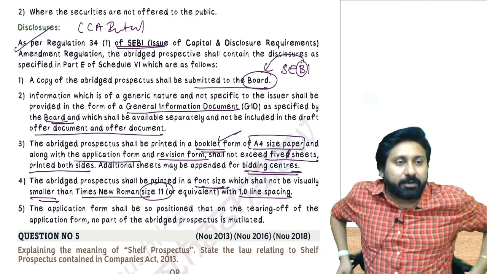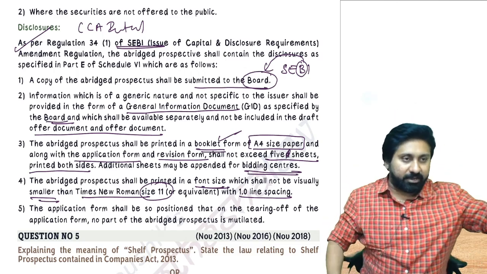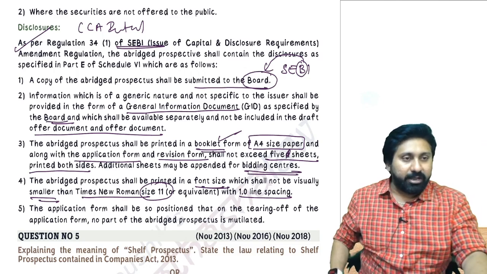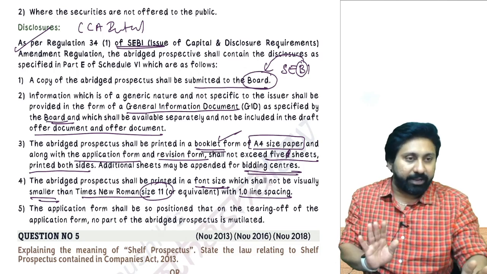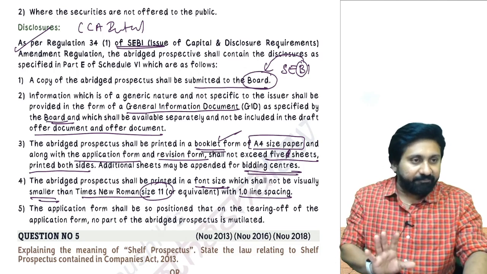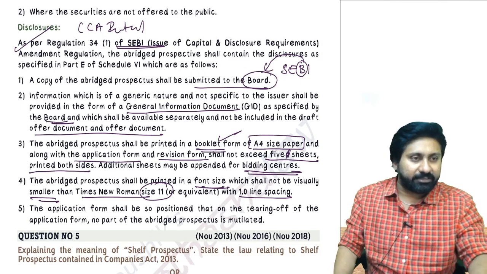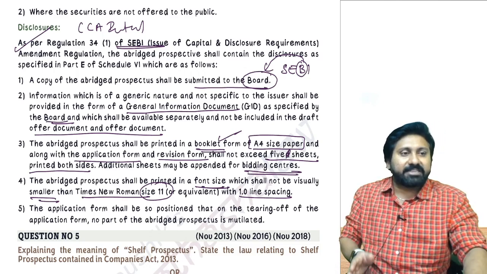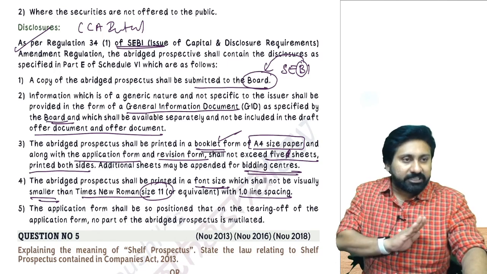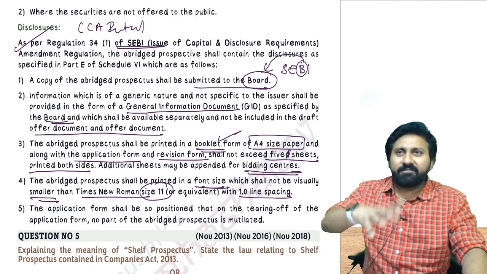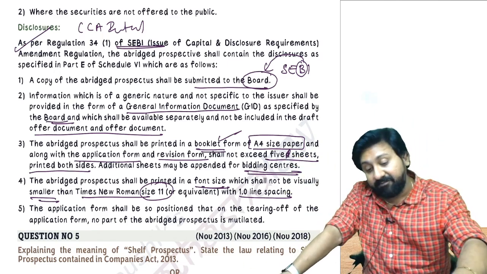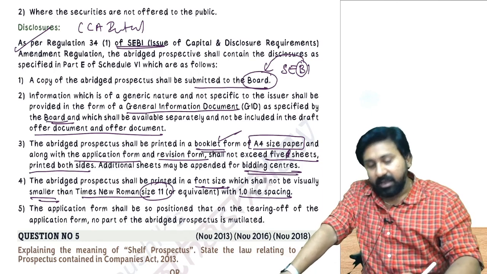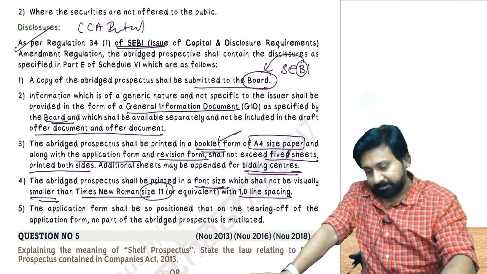Okay. Abridged prospectus must be submitted to the Securities and Exchange Board. Information will be of two types: specific information and general information. If it is general information about the company and the industry, and not specific information, separately you should write it in the general information document. It should not form part of the abridged prospectus.